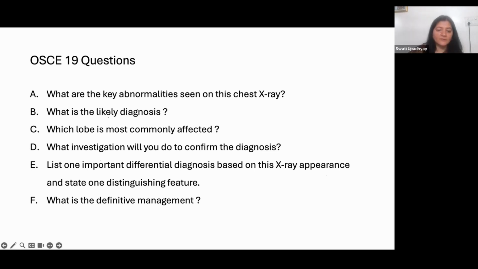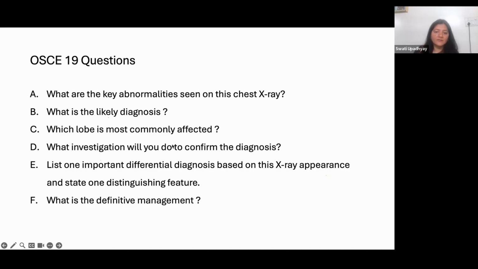Lung markings, very good. Lung border. Okay, so basically pneumothorax will show absence of pulmonary vascular markings, and in congenital lobar emphysema, the vascular markings are present, although they may be attenuated.